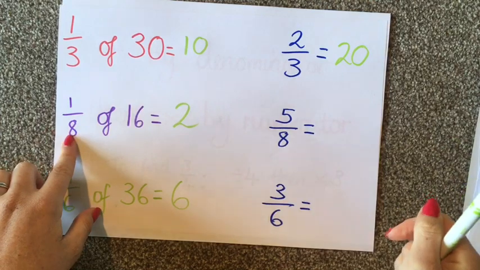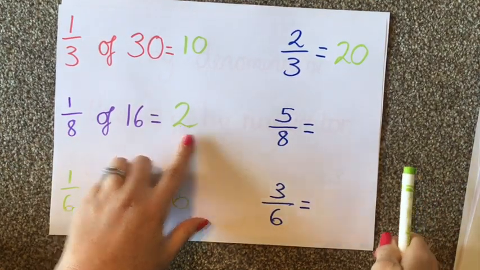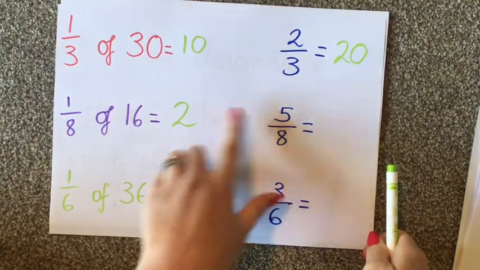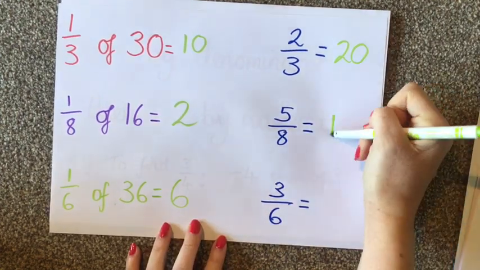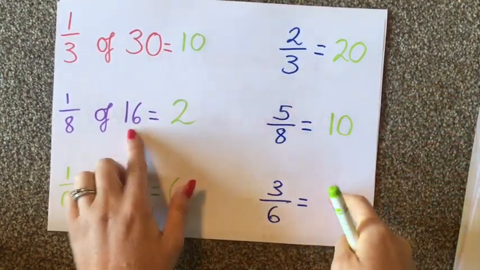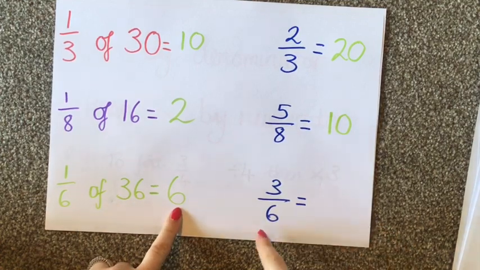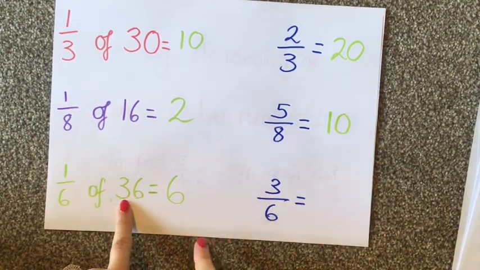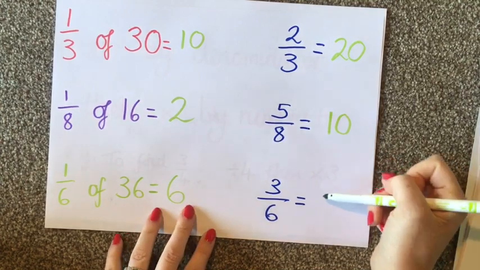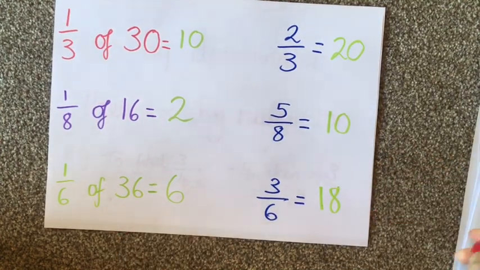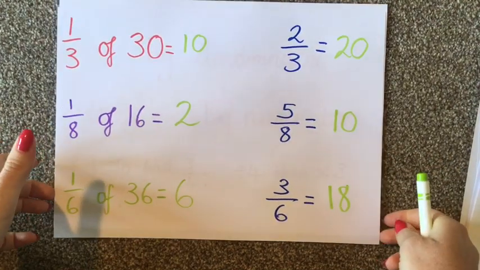Or if I know that 1/8 of 16 is 2, then that means 5/8 of 16 is 5 times that, which would be 10. So 5/8 of 16 would be 10. Or if 1/6 of 36 is just 6, then 3/6 of 36 is 3 times that amount, which would be 18. So these really are quite simple.